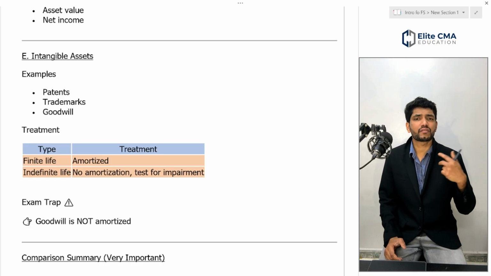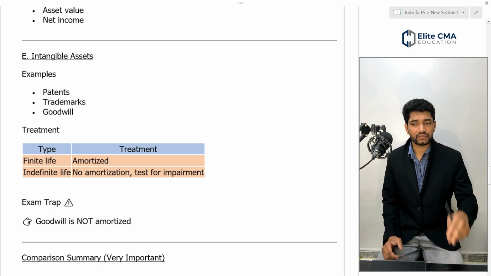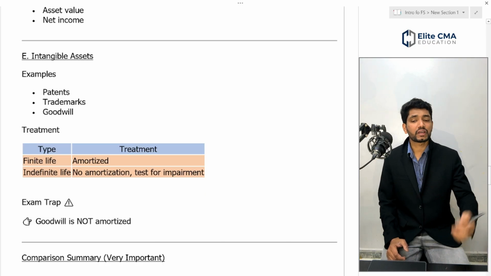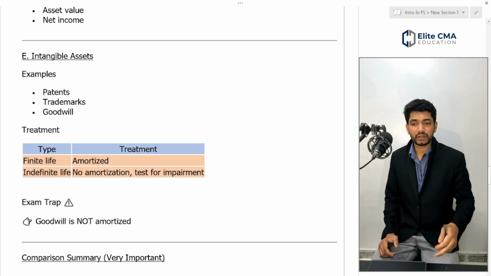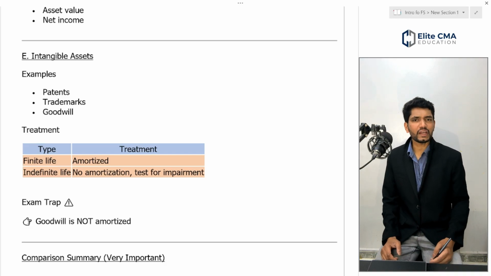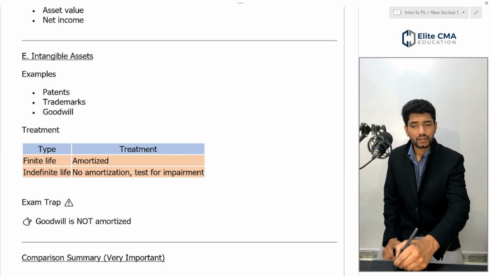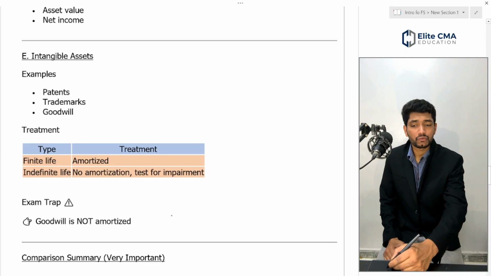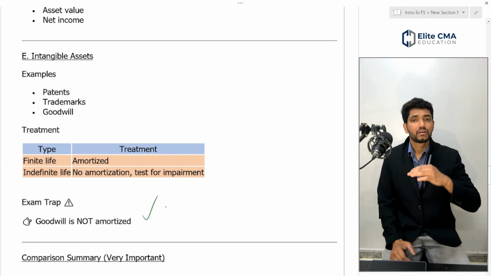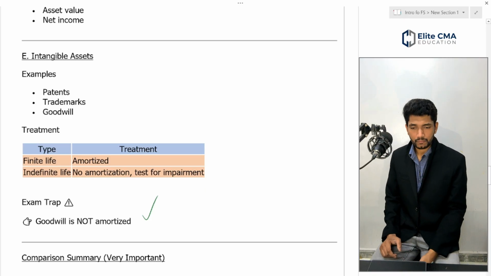Is there anything with indefinite life? We don't know the exact life period of that asset. In this case, we are not amortizing. It will be tested for impairment. Again, one important thing is goodwill is an asset which is not amortized. So this is an exam tip for you.